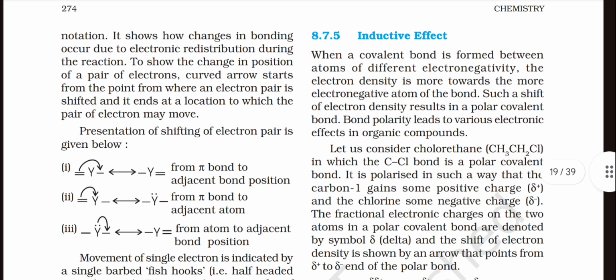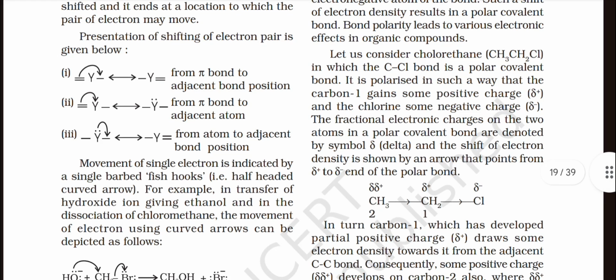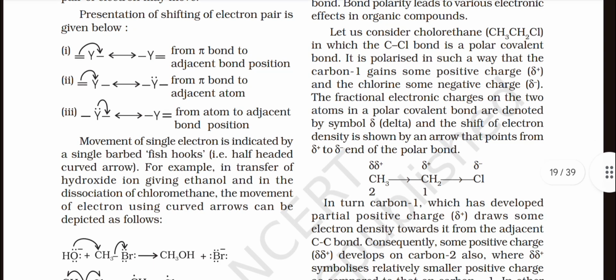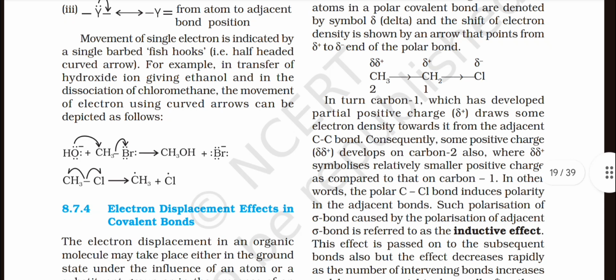Such a shift of electron density results in a polar covalent bond. Polarity leads to various electronic effects in organic compounds. Let us consider chloroethane, in which the C-Cl bond is a polar covalent bond. It is polarized in such a way that carbon 1 gains some positive charge and chlorine some negative charge. The fractional electronic charges on the two atoms in a polar covalent bond are denoted by the symbol delta, and the shift of electron density is shown by an arrow that points from the delta positive to the delta negative end of the polar bond.